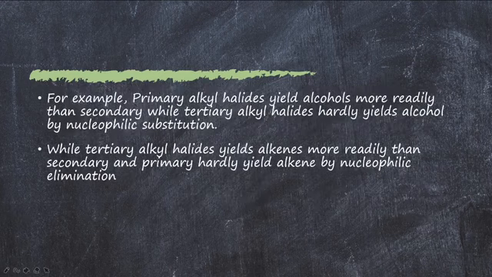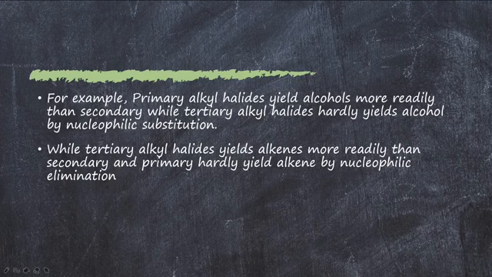For example, primary alkyl halides yield alcohol more readily than secondary alkyl halides, while tertiary alkyl halides hardly yield alcohol by nucleophilic substitution. We all know that in the conversion of an alkyl halide to an alcohol, the Cl or the X minus group, depending on the halogen you're using, is converted into an OH minus group. That's the hydroxide group. That means you're converting from an alkyl halide to an alcohol. It's a substitution reaction because the halide ion ends up being replaced by the OH ion, and that leads to the formation of an alcohol. So that's a substitution reaction.